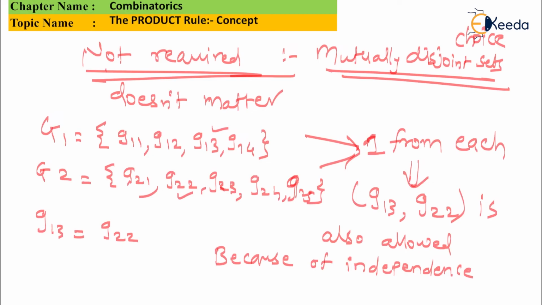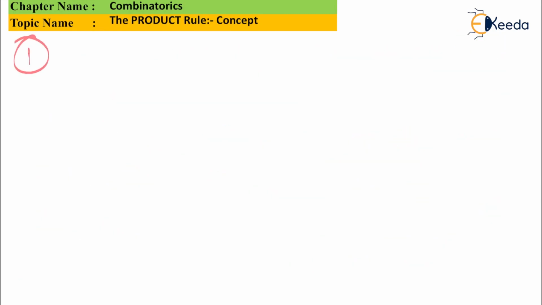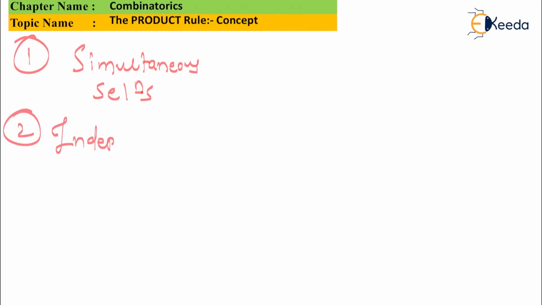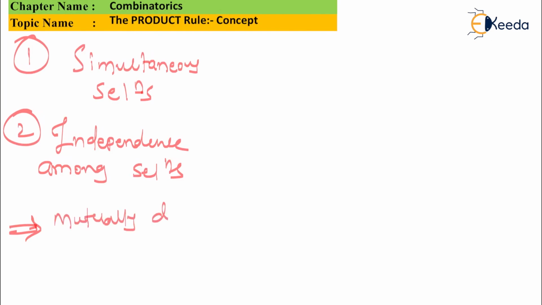So that's everything about this product rule. What conditions you need to observe: simultaneity, simultaneous selections, independence among selections, and third, mutually disjoint is not really a concern. Whether the sets are mutually disjoint or not, that's not really a problem.